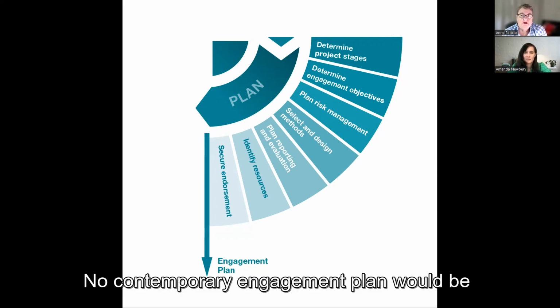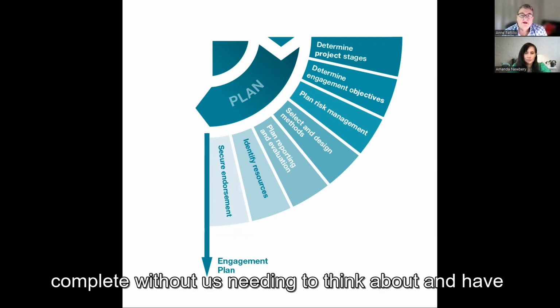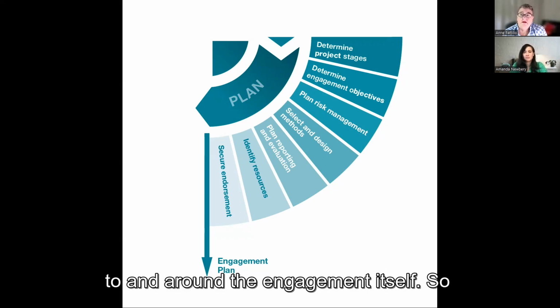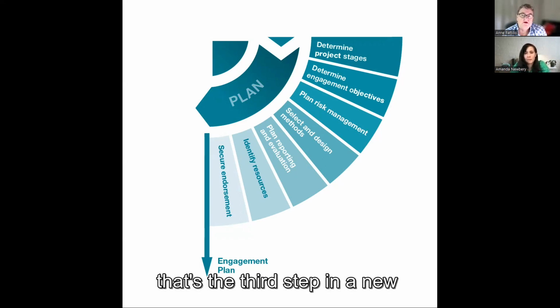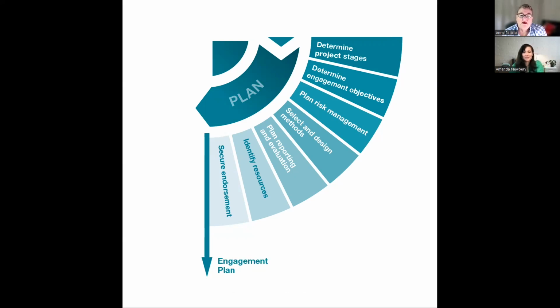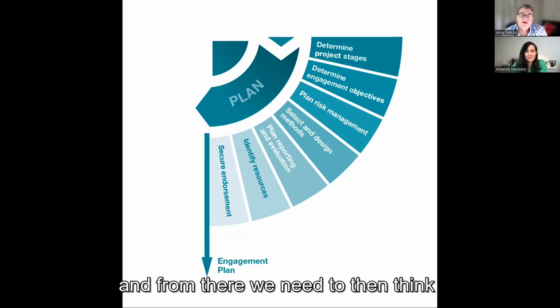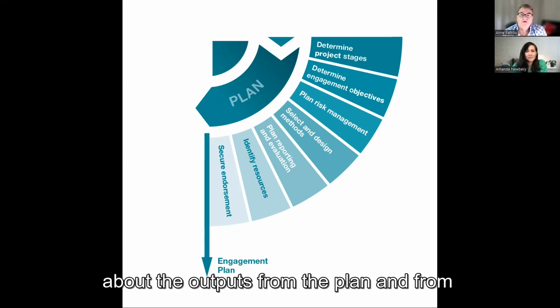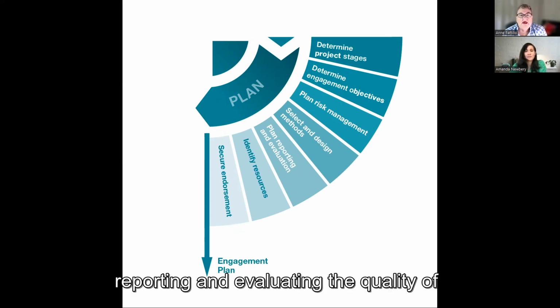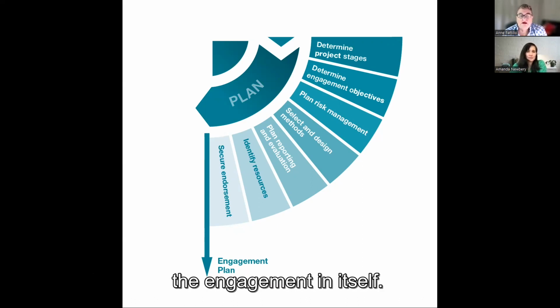No contemporary engagement plan would be complete without us needing to think about and have a plan in place for the management of any risks to and around the engagement itself. So that's the 3rd step and a new element in the plan. Select and design methods you'll all be very familiar with and sits at the core of the plan itself. And from there, we need to then think about the outputs from the plan and from the project, and that's about having a plan for reporting and evaluating the quality of the engagement itself.